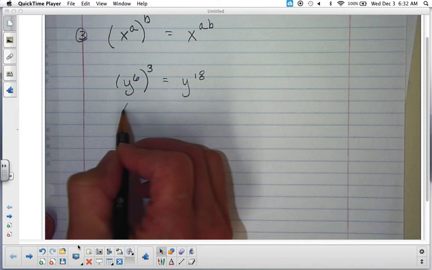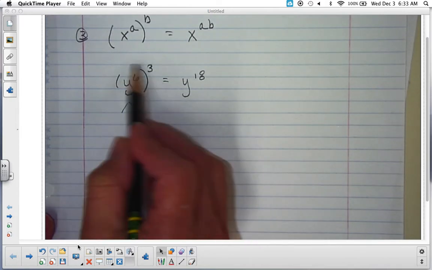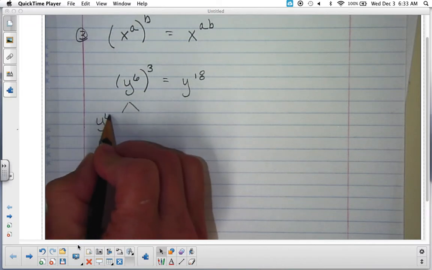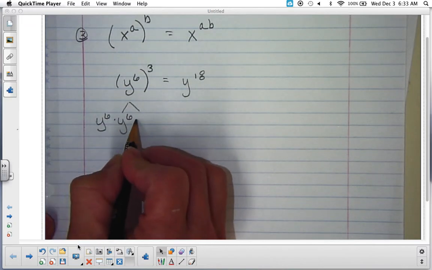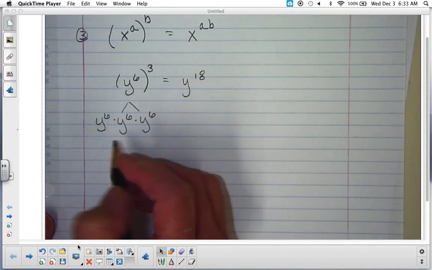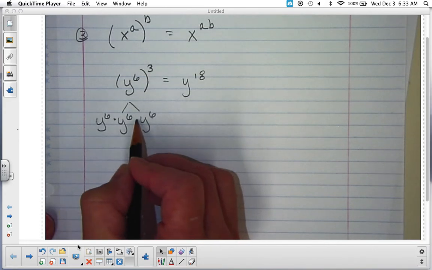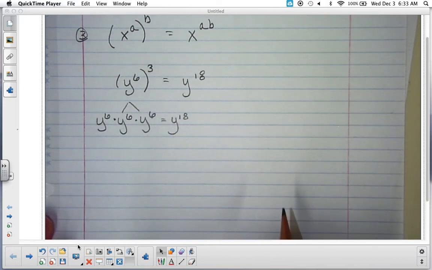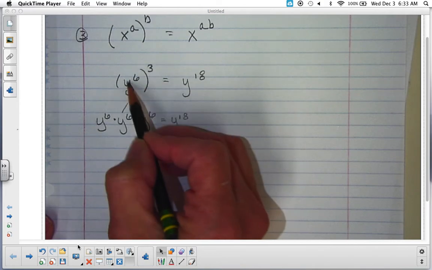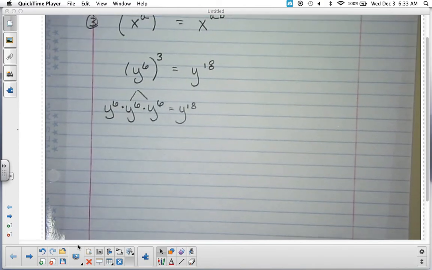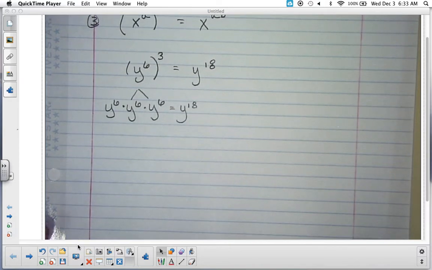If you want to think of what this is, remember we always said you could write it out. Anytime you have something squared or cubed, you could write it out. So it'd be y to the 6 times y to the 6 times y to the 6, right? Because there's 3 of them because of the cube. And then we're using rule number 1. When we're multiplying like bases, we add the exponents. That's another way to do it. But you can just remember that these guys multiply. Okay? They multiply when a power is raised to another power.